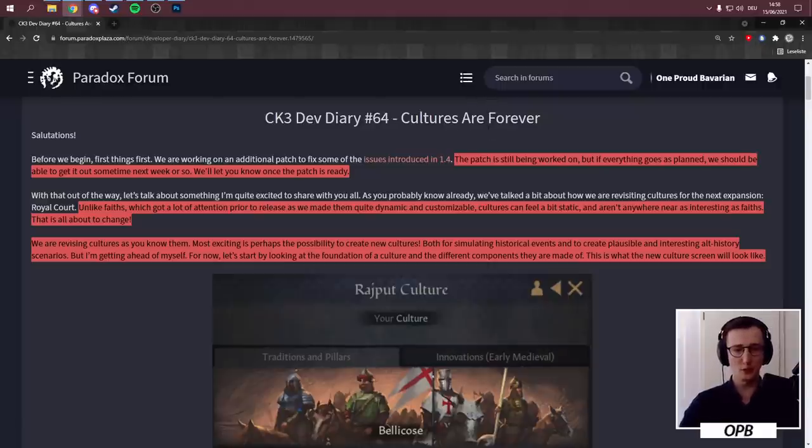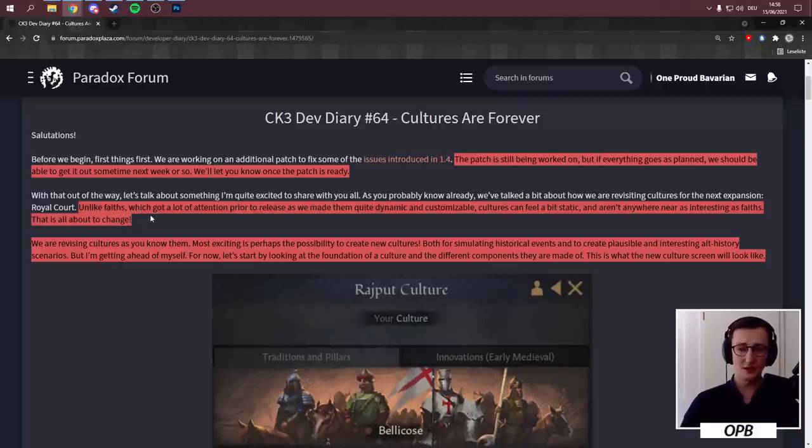Now, let's take a look at what we have here. The patch is still being worked on, so they're currently working on something that will iron out some of the issues that 1.4 introduced. But if everything goes as planned, we should be able to get it out sometime next week or so. We'll let you know once the patch is ready. Now, let's talk about cultures.